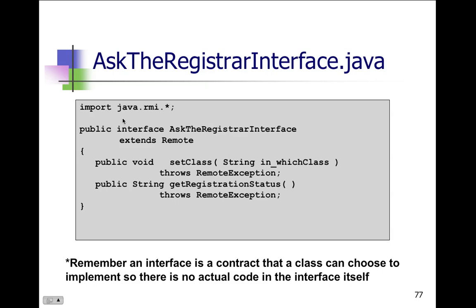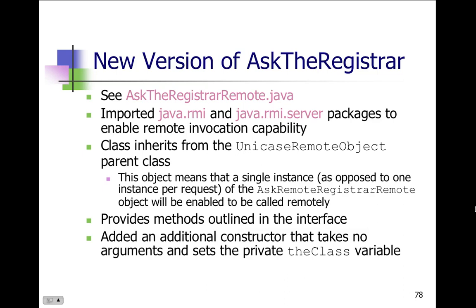We're going to implement this interface, and the interface is going to give us the available public access to those methods. So remember, an interface is a contract that the class can choose to implement, so there's no actual code in the interface itself. This is just like any other interface that you would have created so far if you've taken the object-oriented programming course. So we have to create a new version of the ask the register to make it a remote object.